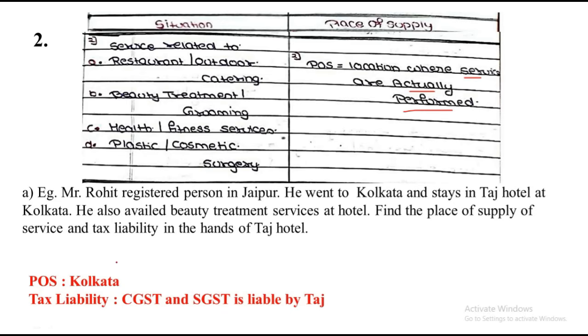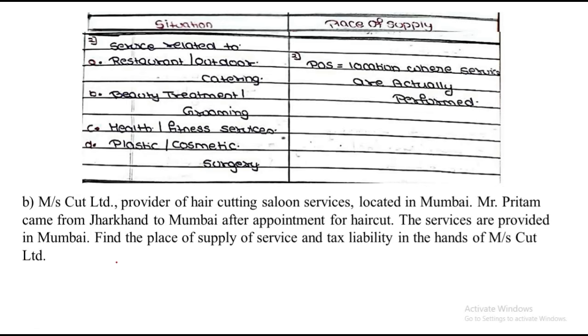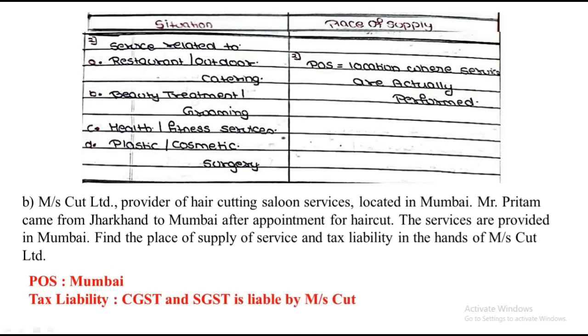Okay, we take another example under the same category. Mr. Cut Limited provides a hair cutting salon service located in Mumbai. Mr. Pritam came from Jharkhand to Mumbai after appointment for a haircut. The services are provided in Mumbai. Find the place of supply. Now again, a hair salon is beauty treatment, and the rule is wherever the beauty treatment takes place, that place becomes the place of supply. In our case, it is Mumbai. So tax liability will be CGST and SGST, and the place of supply will be Mumbai.